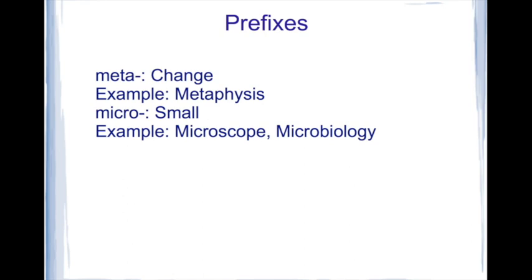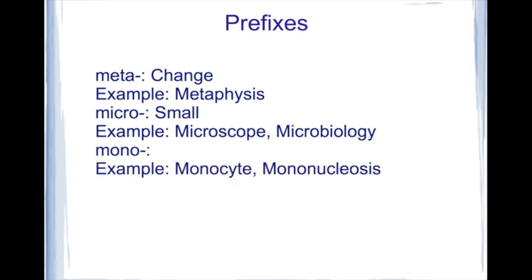Okay, mono, like monocyte, mononucleosis, or monorail. The Simpsons did an entire episode about the monorail. Las Vegas has a monorail. Monorails have how many rails, I suppose? One. Monocyte, one cell. Okay.